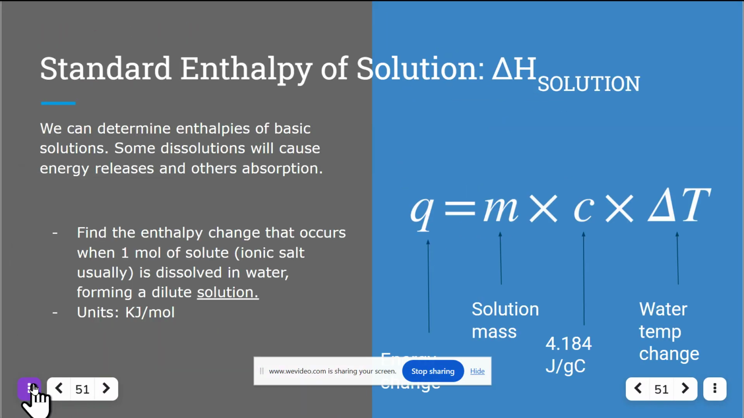Calculating standard enthalpies of solution, or the delta H of a solution, we can determine enthalpies of basic solutions. Remember that a basic solution in our class is when an ionic salt typically is dissolved in water. During that process, some salts, when dissolved in water, will cause more energy to be released in an exothermic process, whereas other salts are going to absorb or take energy out of the surroundings, causing more energy to be absorbed in an endothermic reaction. That's the basic premise behind an instant hot pack, where those types of salts give off energy, making the surroundings hotter, versus an instant cold pack that absorb energy or take energy out of the surroundings.